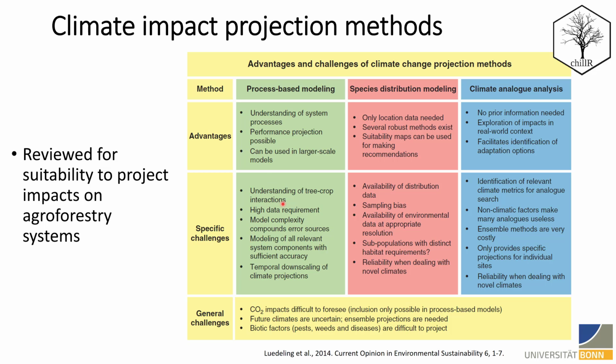But all of these methods, of course, have challenges. Understanding of tree crop interactions is a specific challenge for agroforestry models, but in general, understanding in detail all the processes that go on is really challenging. It's usually a high data requirement. The model complexity compounds the error sources, so the errors increase with increasing complexity. I talked about that earlier. We have to model all the relevant system components with sufficient accuracy. That's that model balance idea that I introduced.